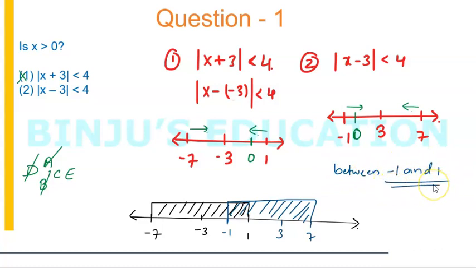Now if the value of x is between minus 1 and 1, do we have a conclusive answer of x greater than 0? In this case x can be negative, x can be equal to 0 also, and x can be positive also. Hence our answer is option number E, because C is also out. By using both these statements together, we still can't find out whether x is greater than 0 or not.